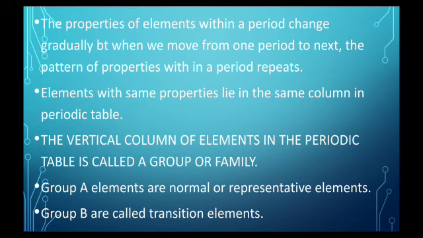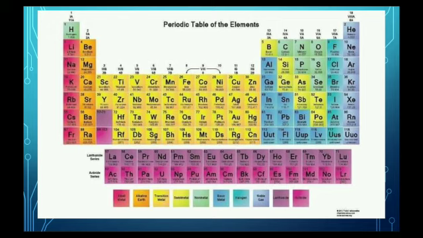The properties of elements within a period change gradually, but when we move from one period to the next, the pattern of properties within a period repeats. Say, first is hydrogen. It is not included in any group or period because it has different properties, but because of having atomic number 1, it is present at place 1. Then comes lithium and sodium. Lithium is present in period number 2 and sodium is present in period number 3. Li is the symbol of lithium and Na is the symbol of sodium.